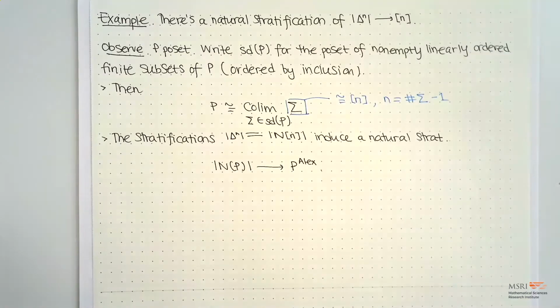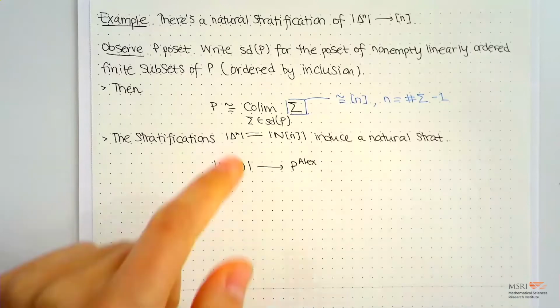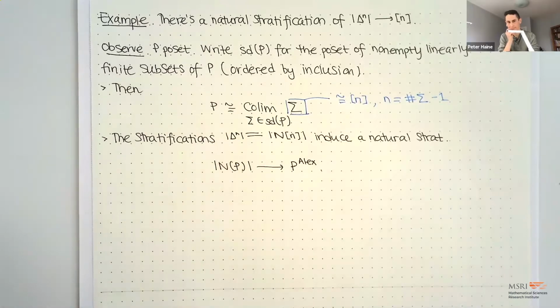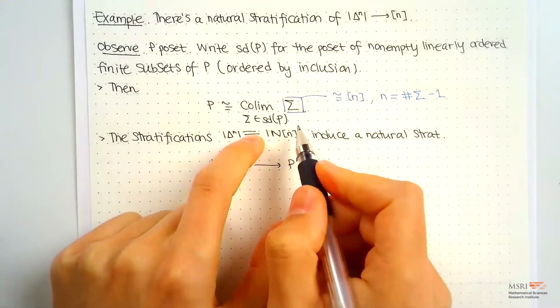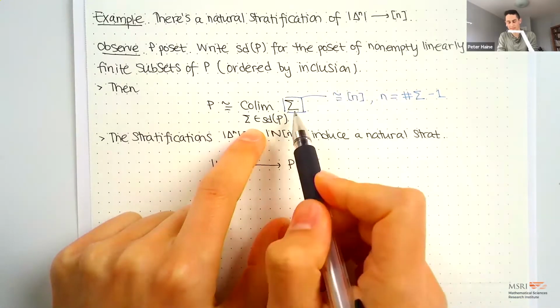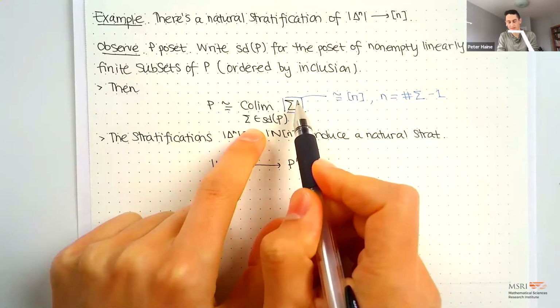Am I right that this was just a special feature about brackets n? It was not because the subdivision category has any, it's obviously not filtered. It's not like these are compact objects. It's like this particular colimit, and you have to inspect it, right? Because it's a colimit over these linearly ordered finite things.